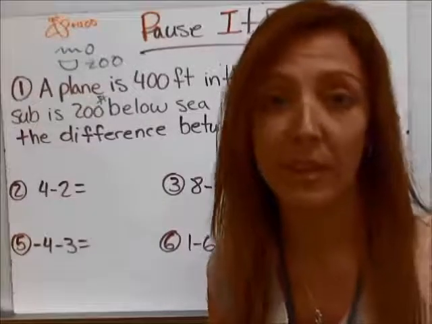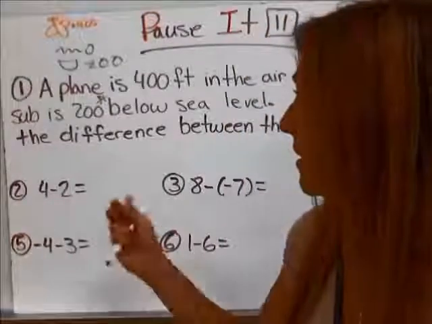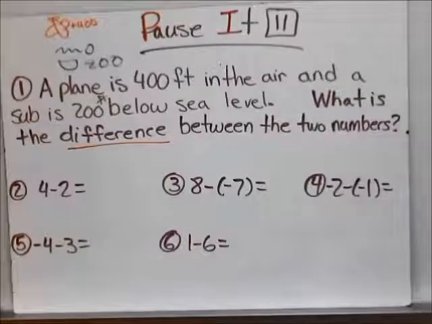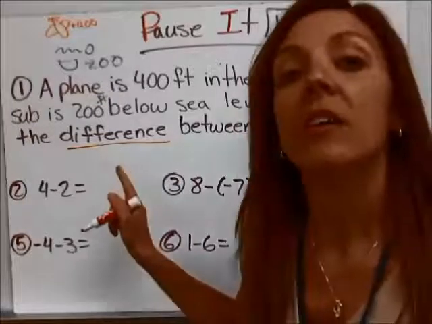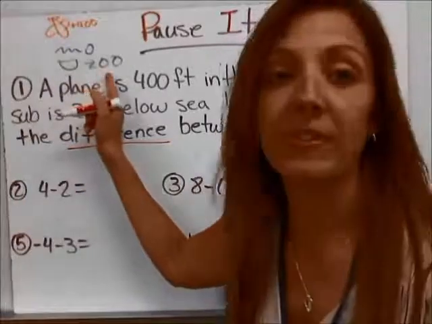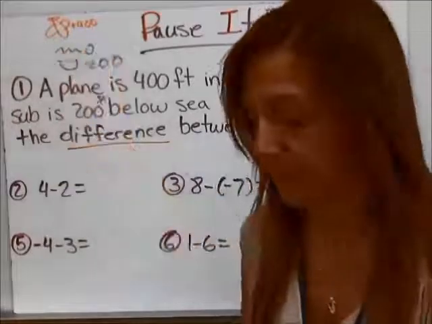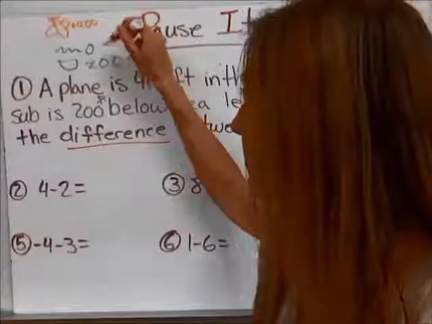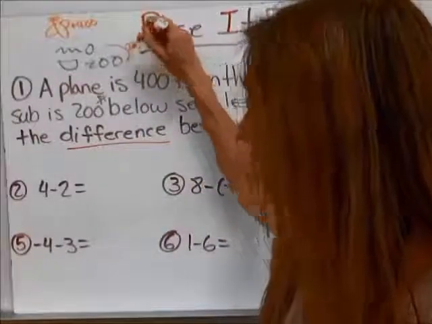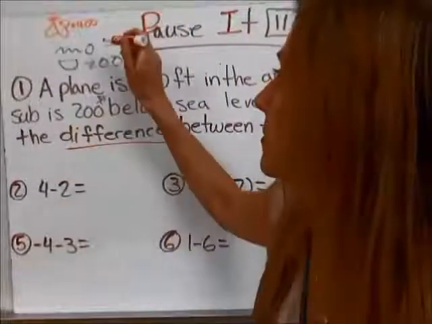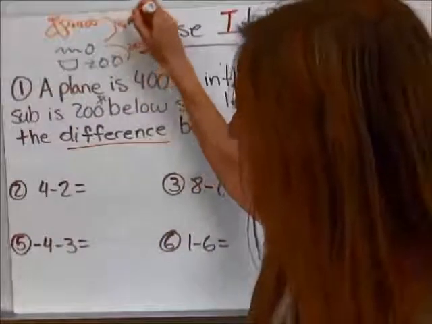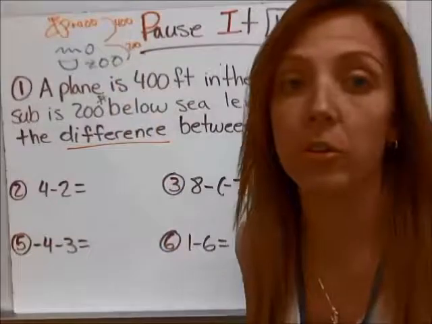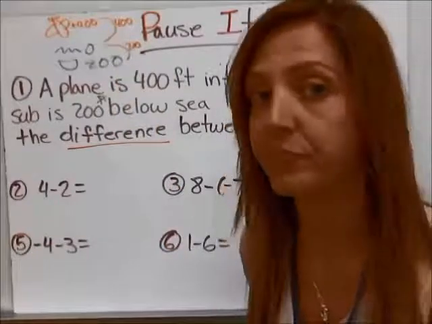So difference, we need to know, first of all, means distance. So what is the distance from the sub to the airplane? Well, from negative 200 to 0 is 200 feet, and from 0 to 400 is 400 feet. So add the two together, and the total distance would be 600 feet.